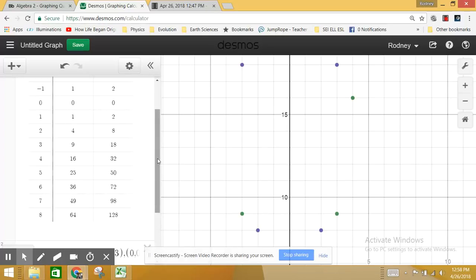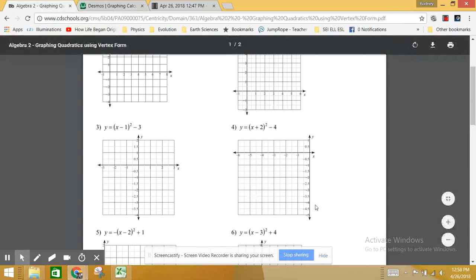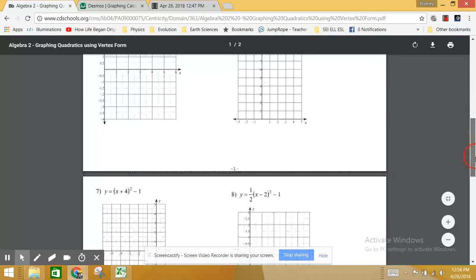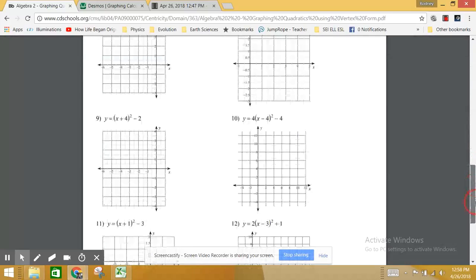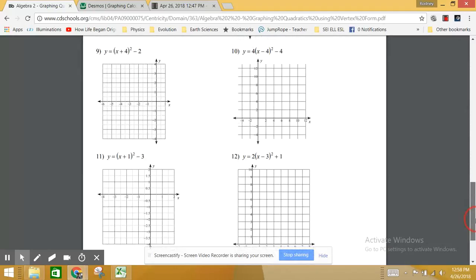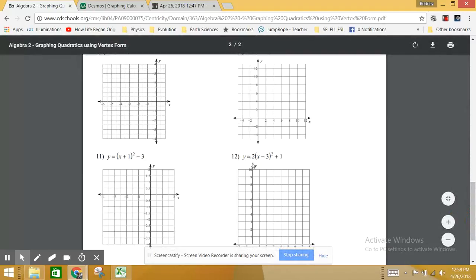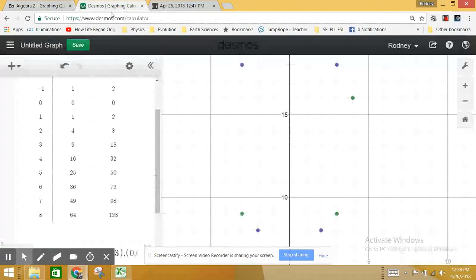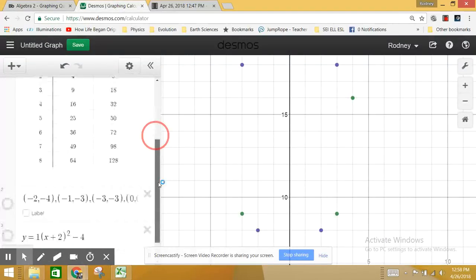So we can apply that to another one of the problems that's in here. So let's go in here and find one that doubles. There's one that doubles. Number 12 doubles. So this A value is going to double the pattern. Okay, so I know my vertex is going to be at 3, 1. So I'll go ahead and plot my vertex for that one.